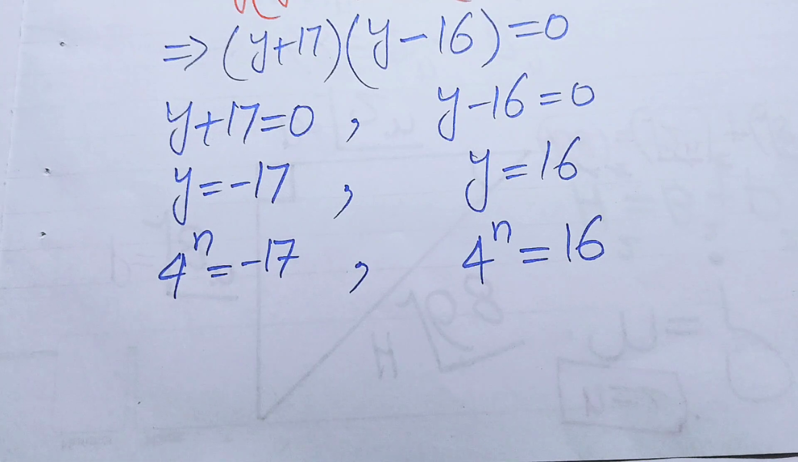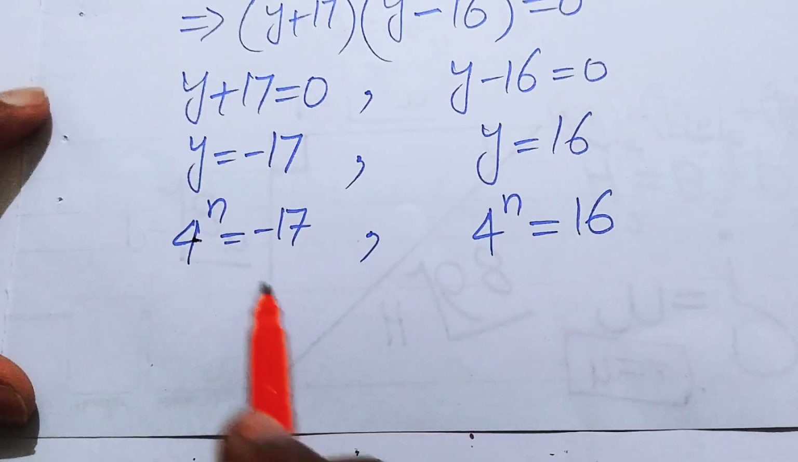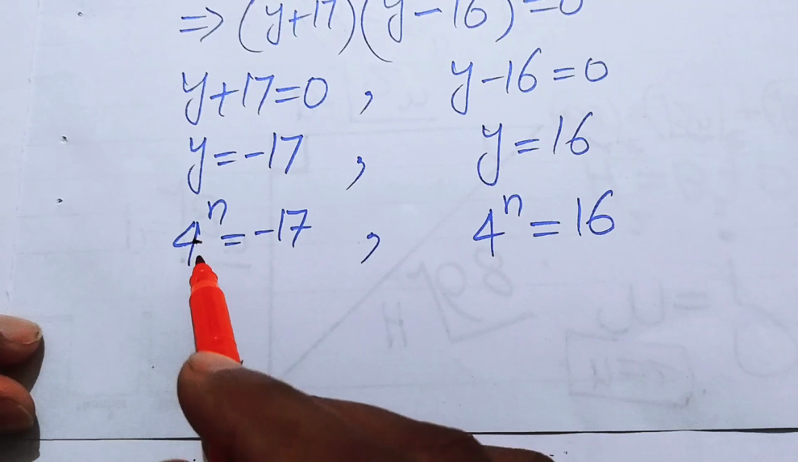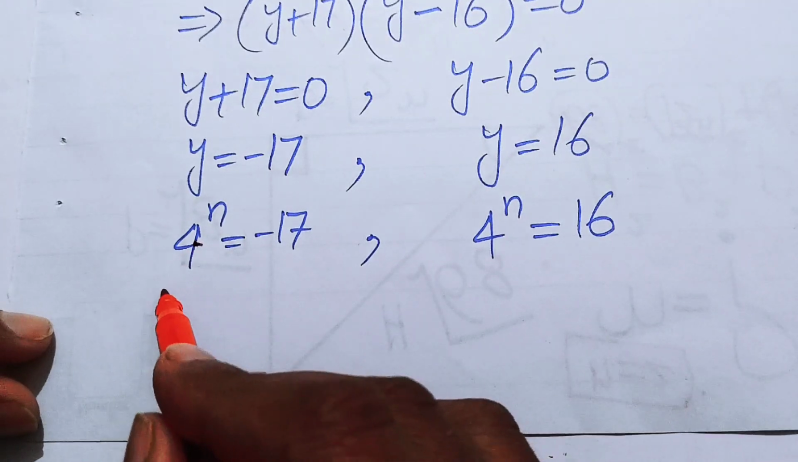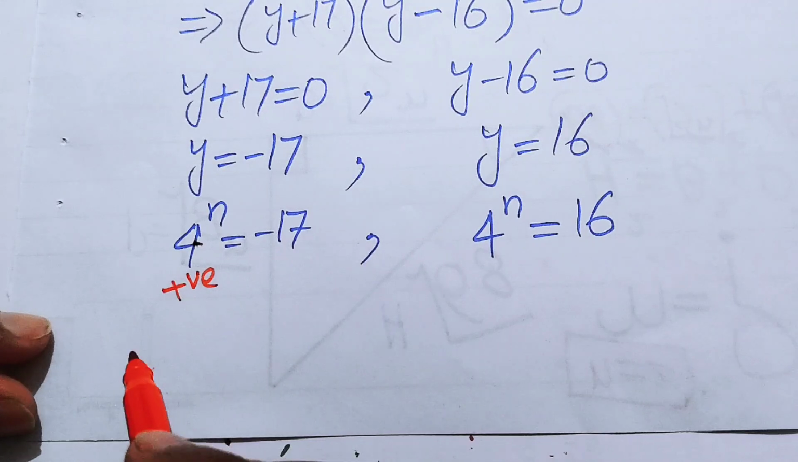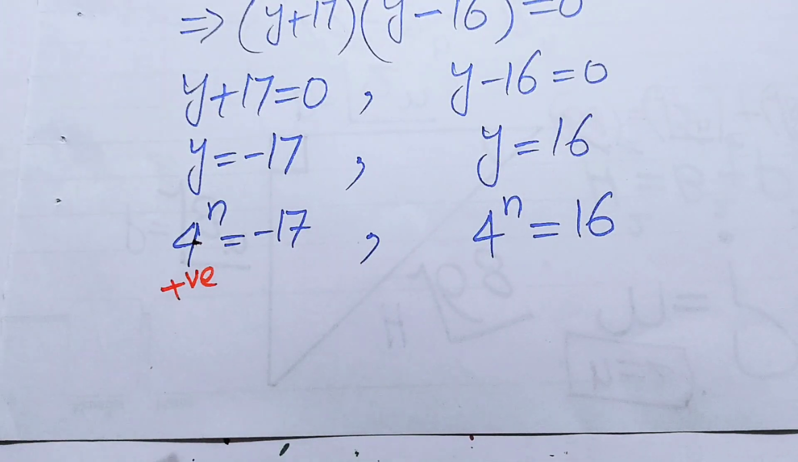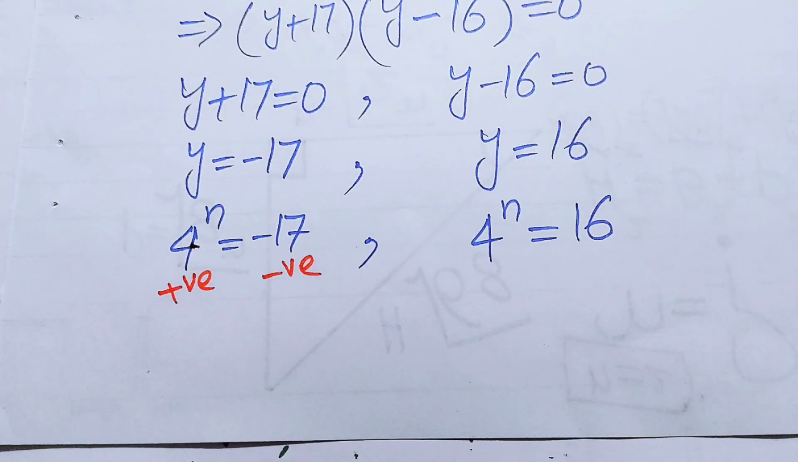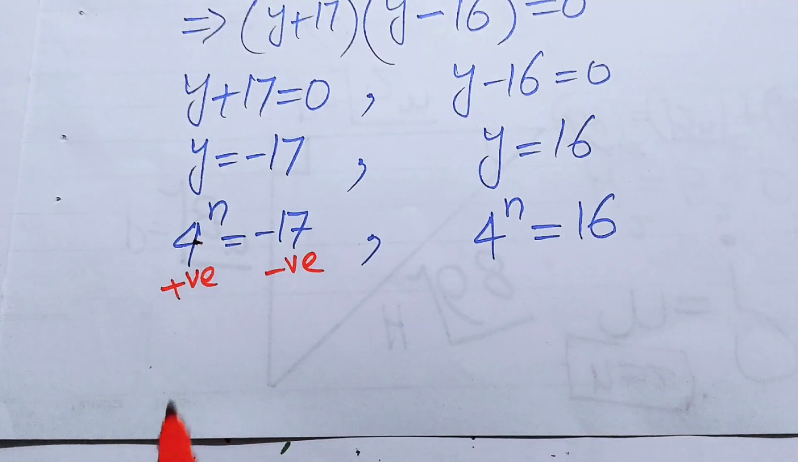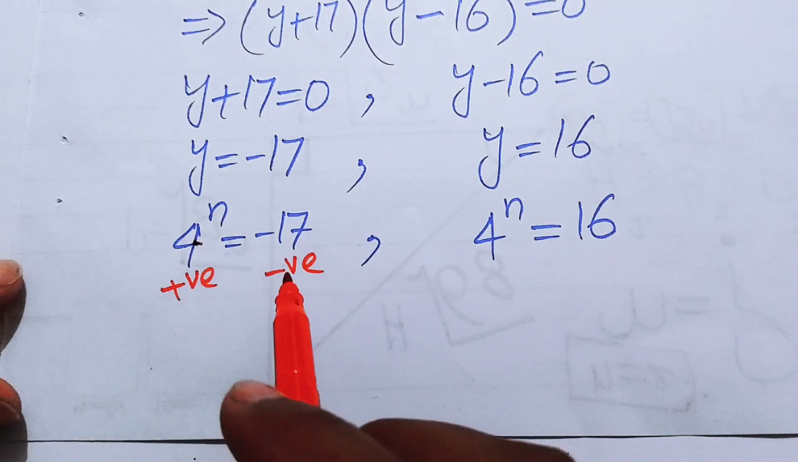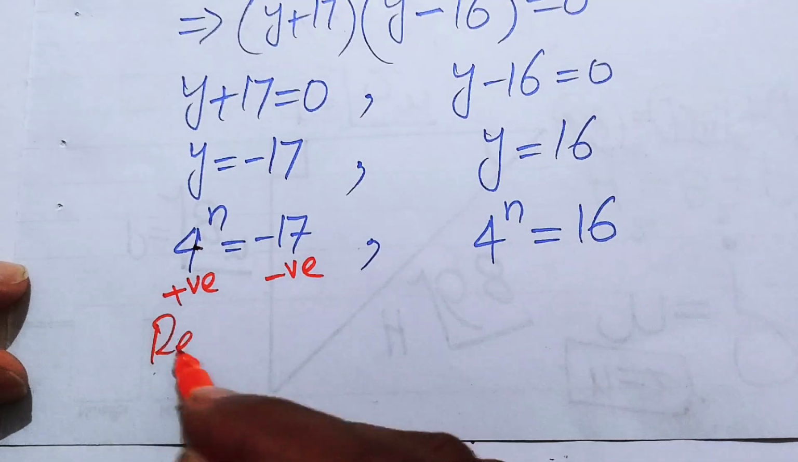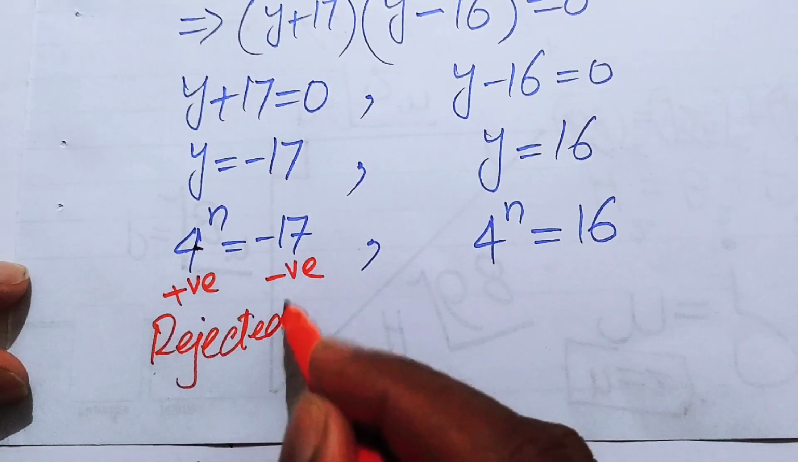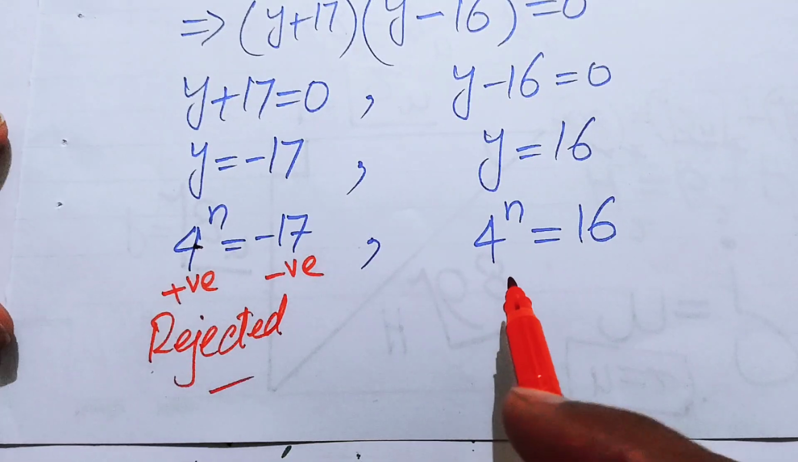And now in the first case, we focus on both sides, and we know that an exponential function is always positive. An exponential function cannot give us a negative value, but on the right hand side we have a negative value, so it is not possible for an exponential function to equal some negative value. So we reject this case, and we just proceed with the other case only.